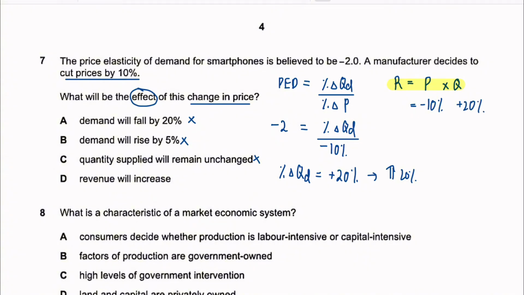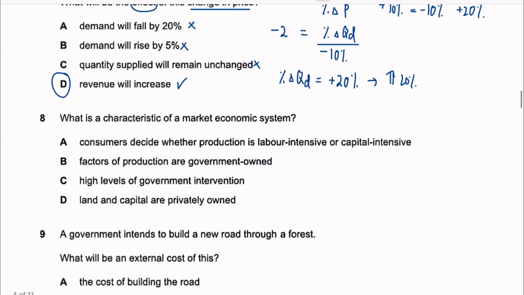So what's the overall change? 20 minus 10%, we got positive 10%. This means that your revenue increases by 10%. So this justifies option D. Okay. Question 8. What is a characteristic of a market economic system?